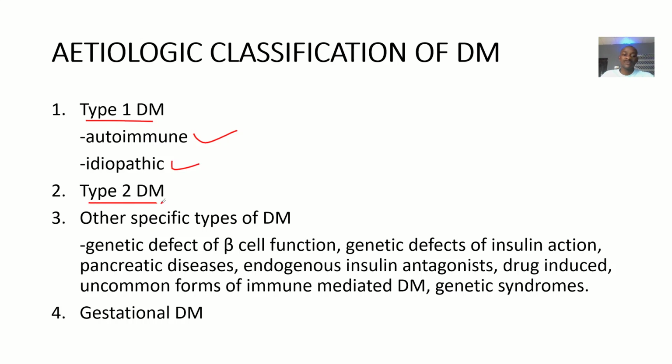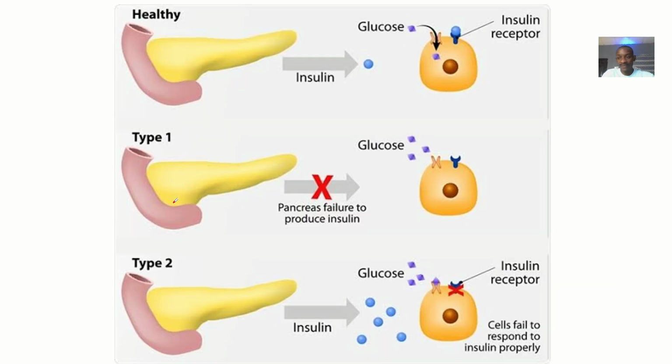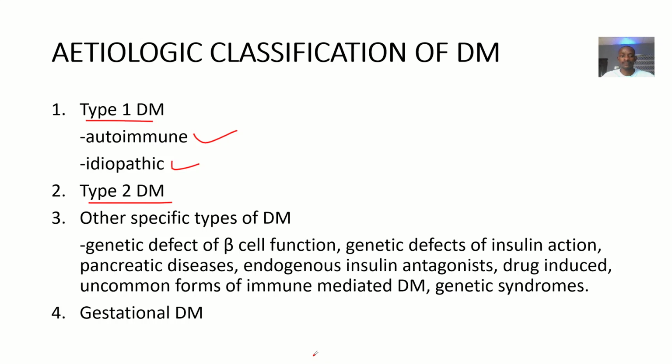Then we also have type 2 diabetes mellitus. Of course, everybody knows what type 1 diabetes mellitus is. This is when the pancreas is failing to produce insulin. While for type 2 diabetes mellitus, there's insulin, or there's little insulin production, or there's insulin but the cells are resisting it.